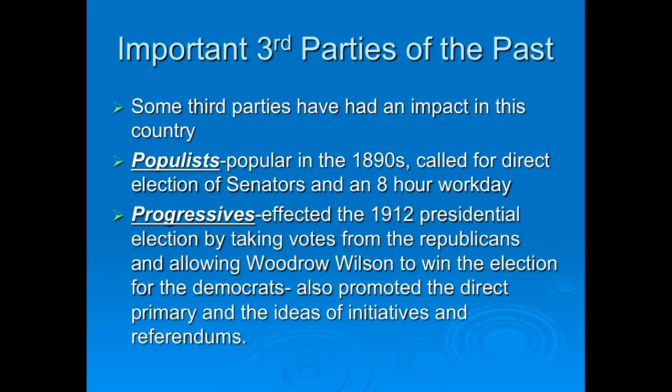Progressives from the progressive era really affected the 1912 presidential election, and they took votes from Republicans and allowed Woodrow Wilson to win the election for the Democrats. So the progressives split off votes from Republicans. And they wanted the direct primary, where you vote for your nominee for your political party, and the ideas of initiatives and referendums, which we have and which we'll really be talking about in Chapter 10 on voting and elections. Initiatives and referendums are additional things that you can vote on in addition to political parties. And they have to do with legislation.